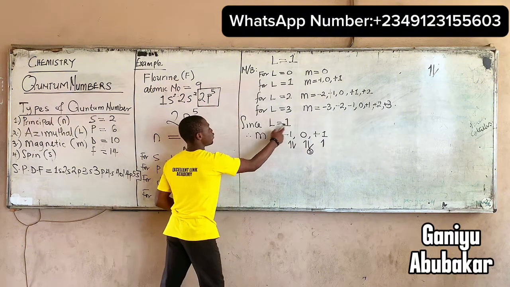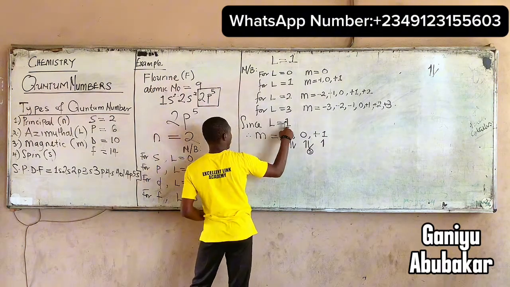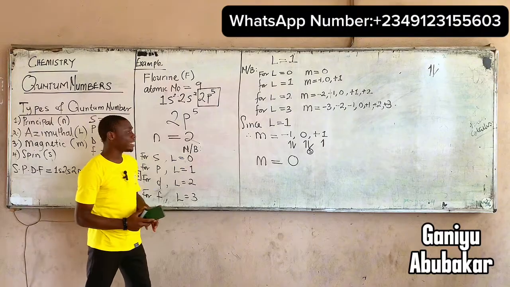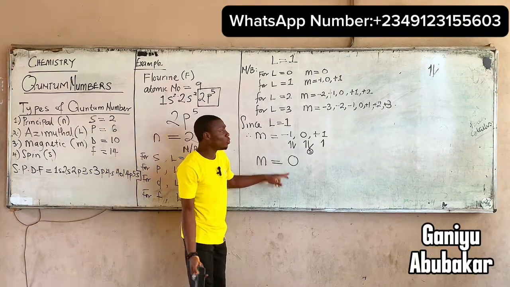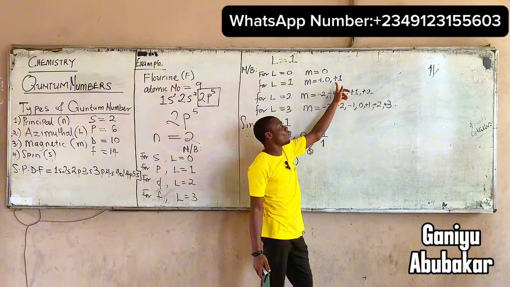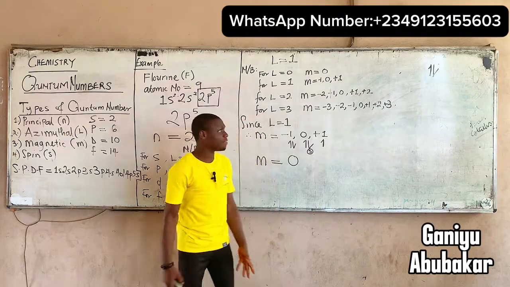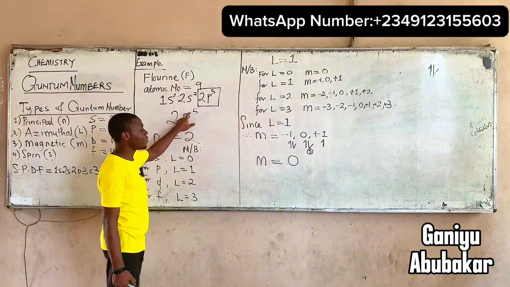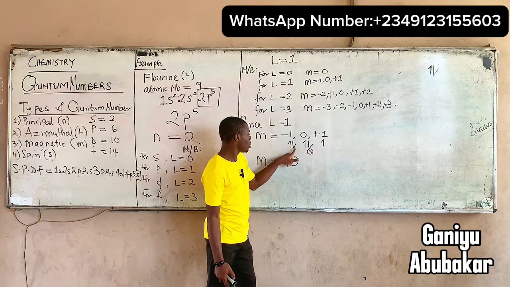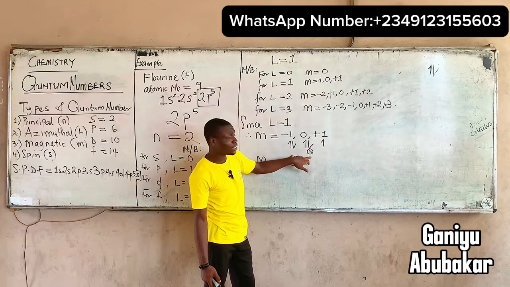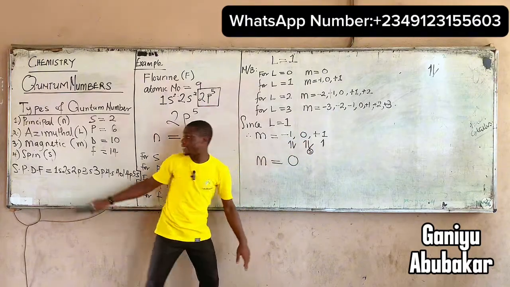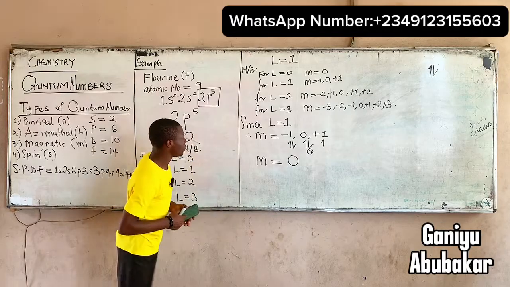So it means that when L is 1, when azimuthal is 1, magnetic is equal to 0. Why is it 0? We said when L is 1, magnetic has 3 numbers, -1, 0, and 1. But which one is the exact? To get the exact value, I'll take this 5 electrons and distribute them here. We said fill up the upper one first. 1, 2, 3. When you are done, this is 4, 5. It stops at this last part here. So this last part here is 5 and attached to this 0. So my M, which is magnetic, becomes 0.